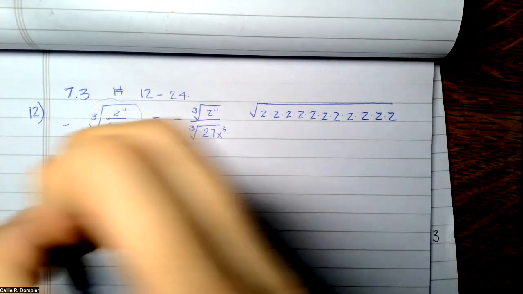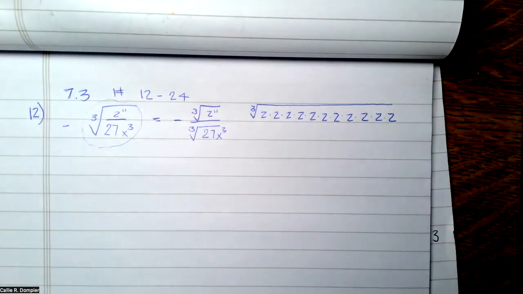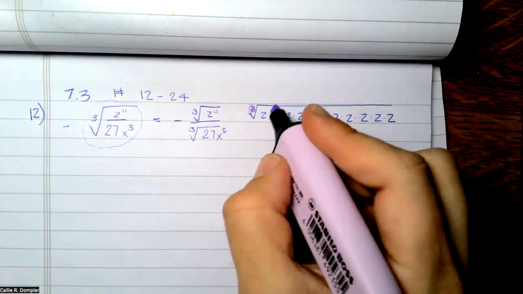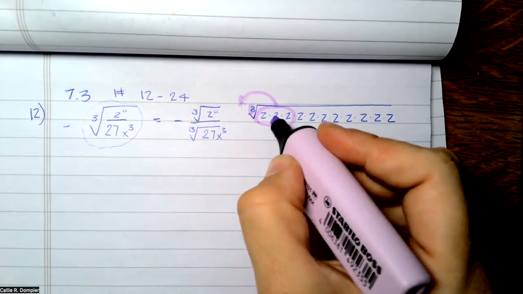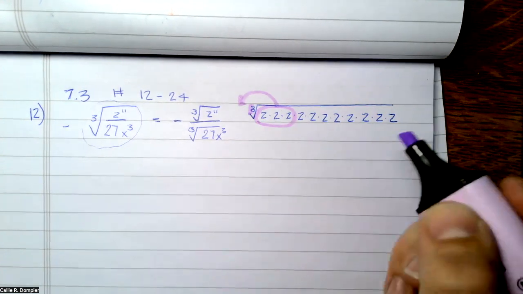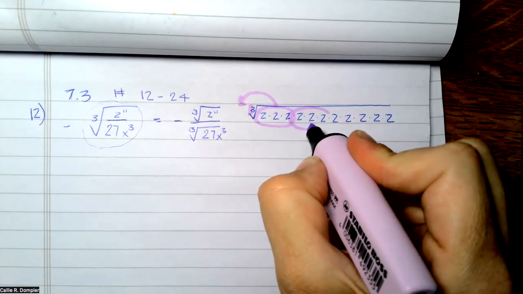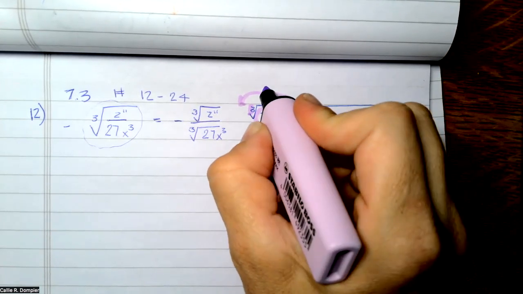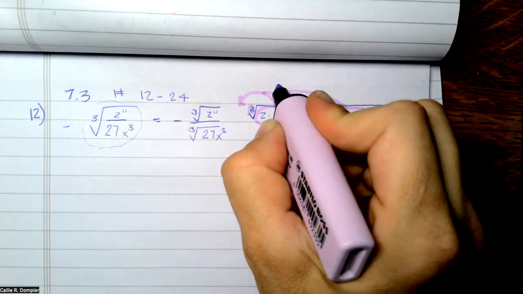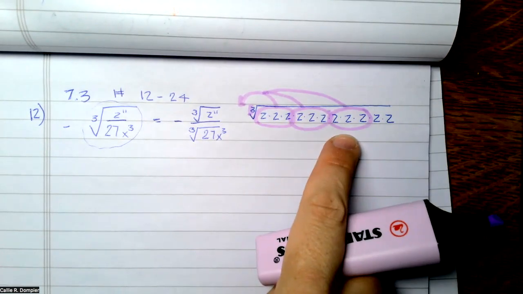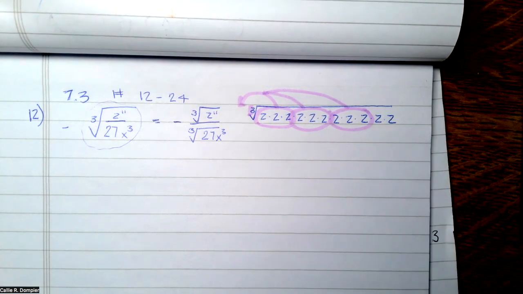Sorry, I forgot the 3. So this is a cubed root. What this 3 means is that we want to take groups of 3 and move them out. So that's equal to 1 z outside of the cubed root. This is equivalent to another z outside the cubed root. And here's another. And we don't have enough for more than 3. We have these 2 remaining.